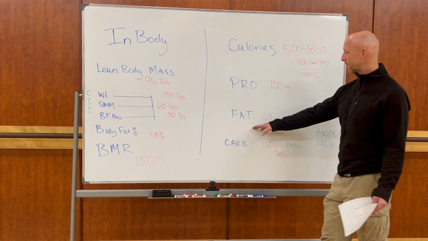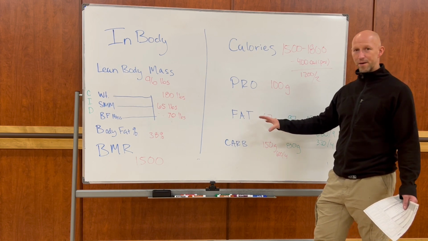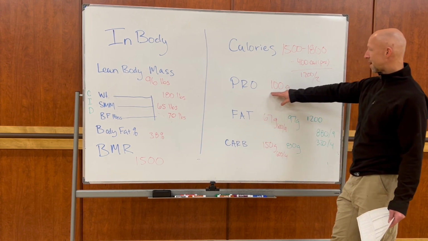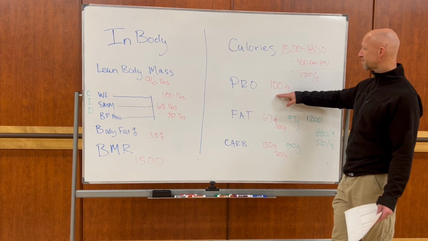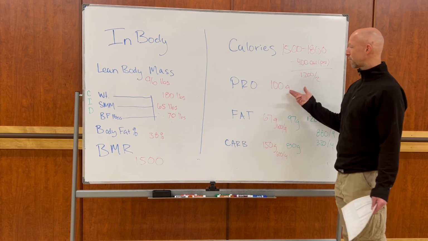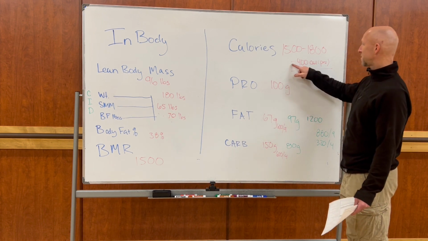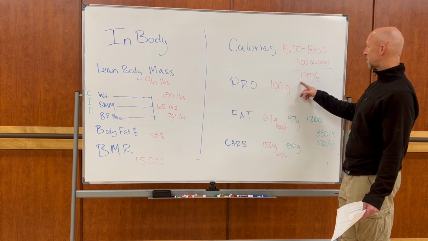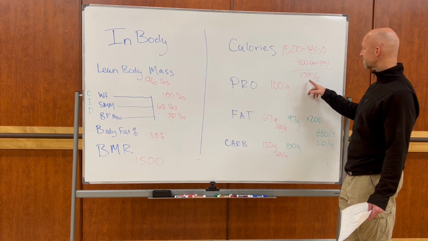Down here in the fat category, this is where we get back to the calories. So we ate 100 grams of protein, which each gram is 4 calories. So that's 400 calories. So we just take 400 calories of protein off our total, which drops us down to 1,200.